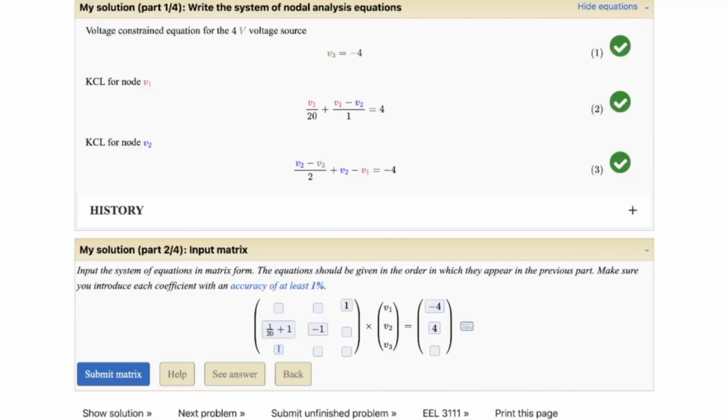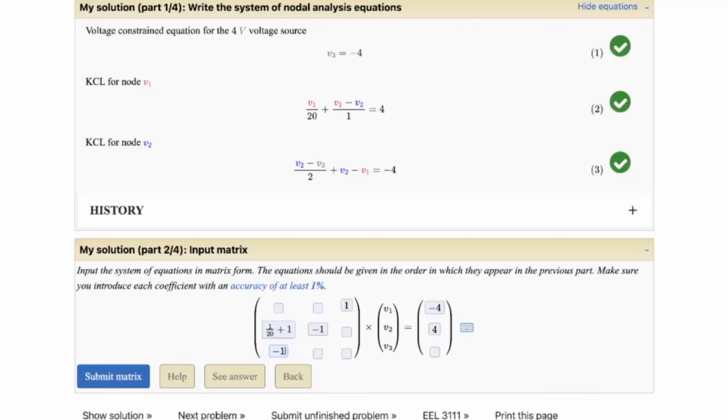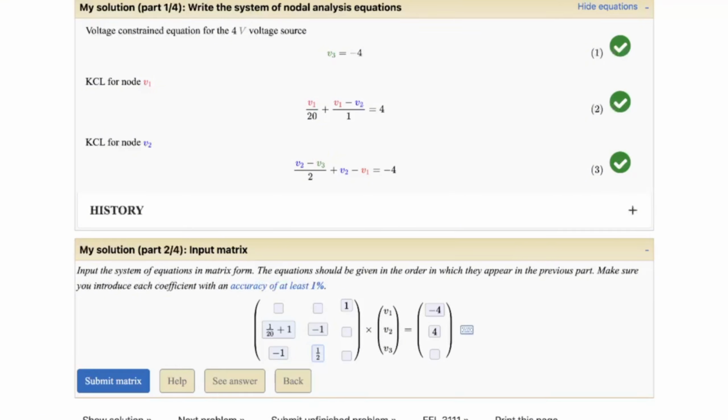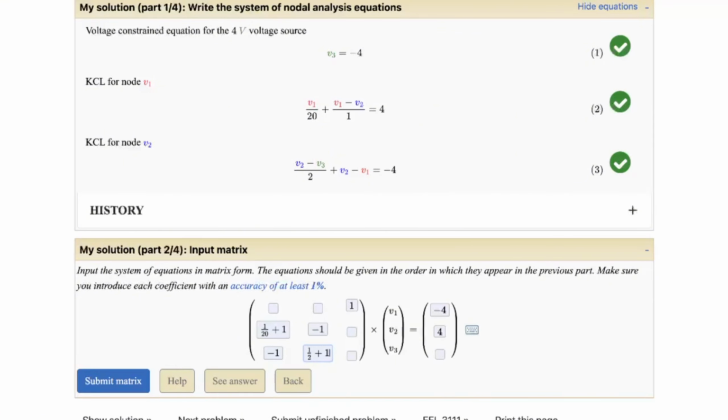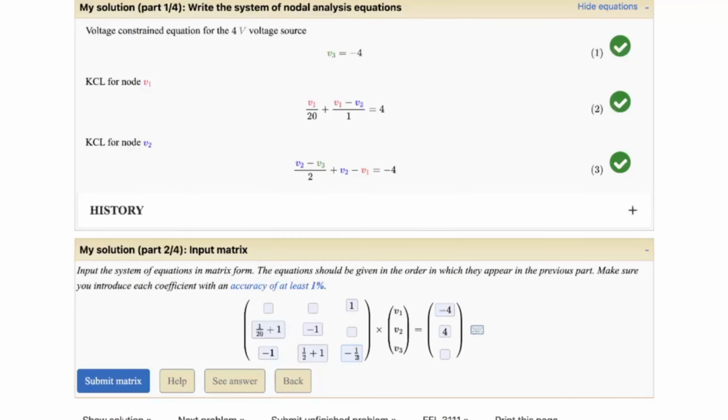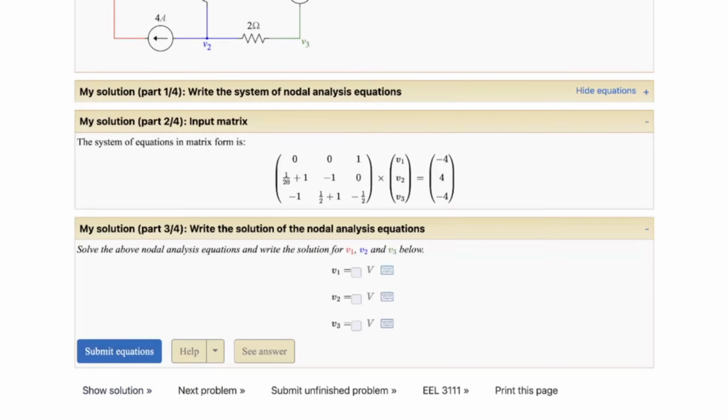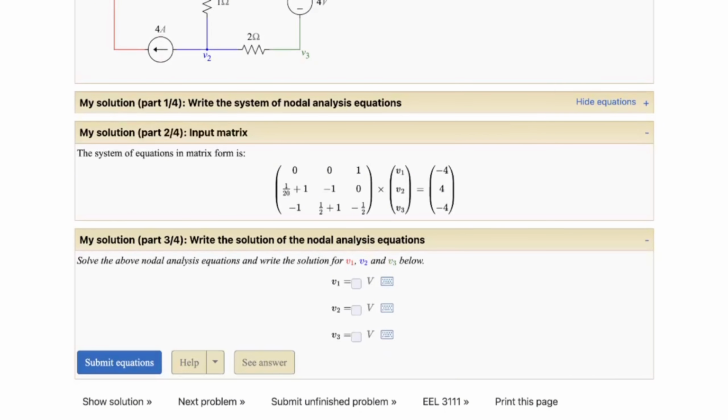For the third equation, we have all three potentials in this one. Start with V1. Coefficient for that is negative 1. V2, we have 1/2 plus 1. And V3, we just have a negative 1/2. And all of that equals negative 4. Sweet. Now I'm going to input all of this into the calculator, and I'll let you know what I get.